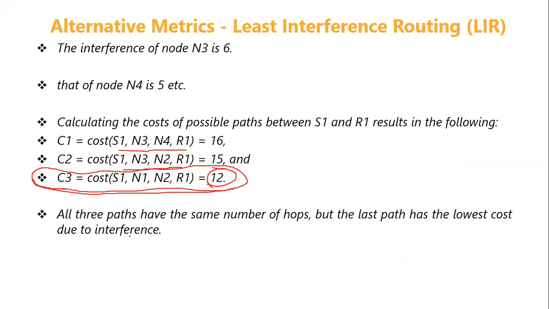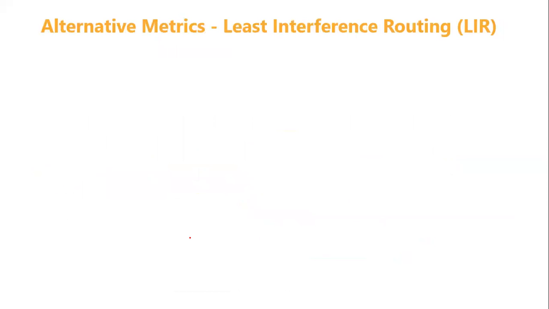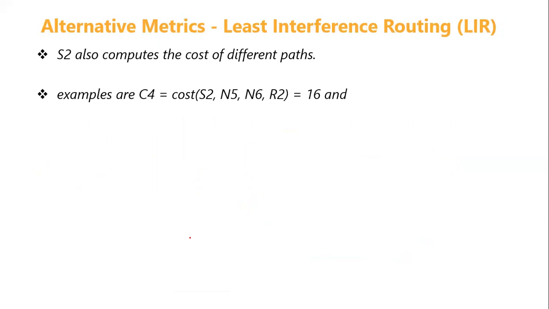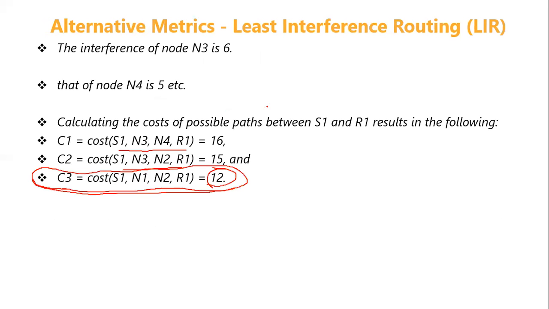Similarly, we can work out for S2 to R2 also. If you take S2 to R2, we identified first only one path, which is N5, N6, and R2.